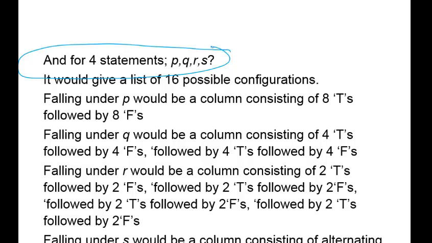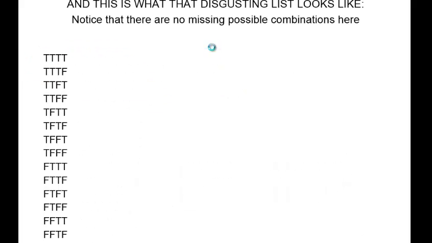All right, so that's going to look something like this. Actually, this falls off the bottom of what you can see, so you're going to miss some stuff down here. We've got 8 T's, 8 F's, and you're not able to see the rest of them, etc. And there's no possible combination of truth values that fails to be included.